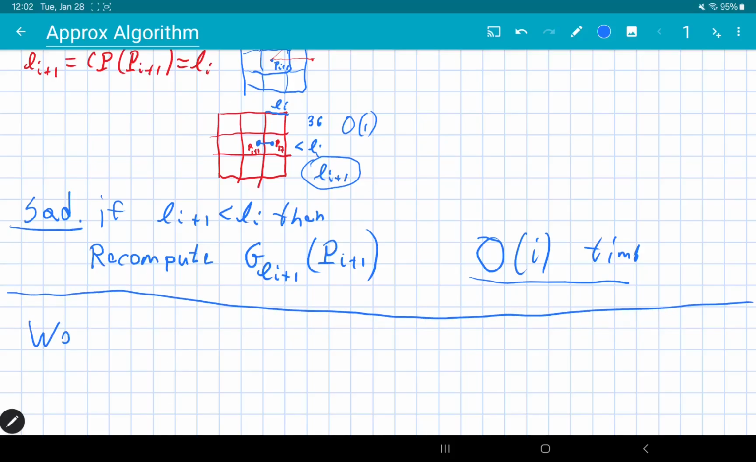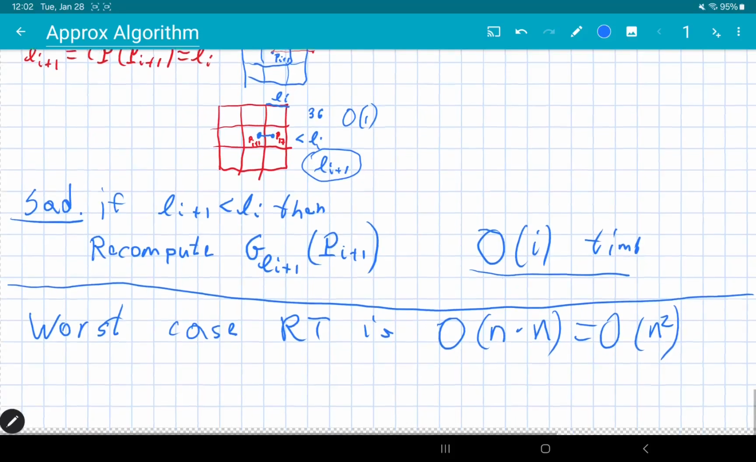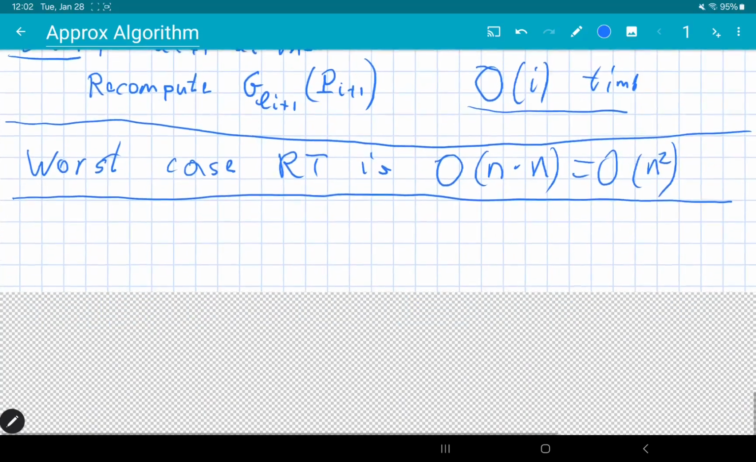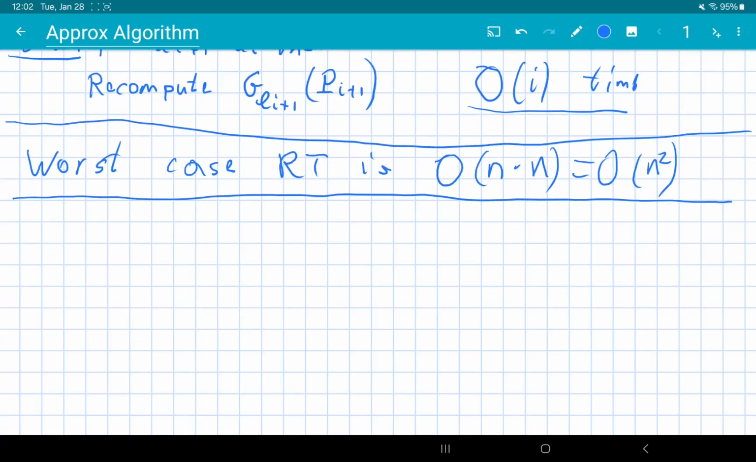But the worst case running time is what? Well, there are n steps. In each step we spend linear time maybe rebuilding the grid. So this is O(n squared). This is very bad. Okay, so let's see if we can do a better analysis. Right. And to do a better analysis, we have to use the fact that this permutation is random.